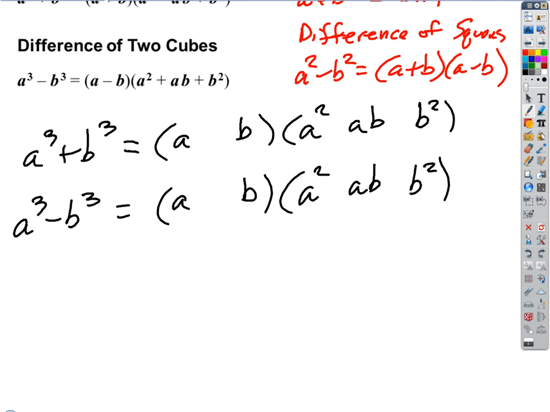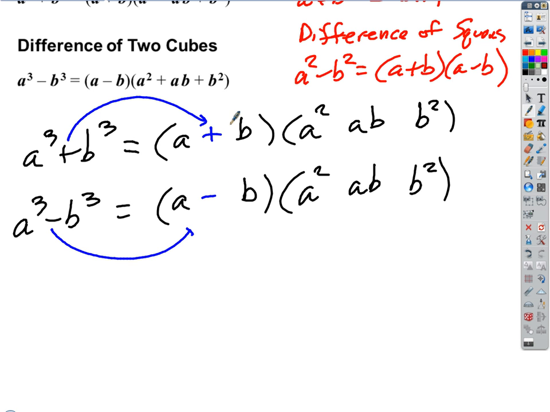Whatever the original sign is, so if it is a sum of cubes, then whatever the first sign is, that's the sign that appears in the operation in the first factor. So a sum of cubes always starts off with a plus b. A difference of cubes always starts out with a minus b. The next sign is always the opposite of the first, so you switch.